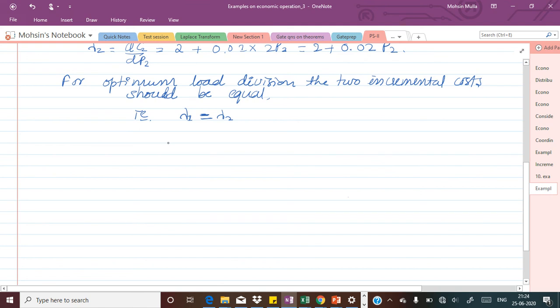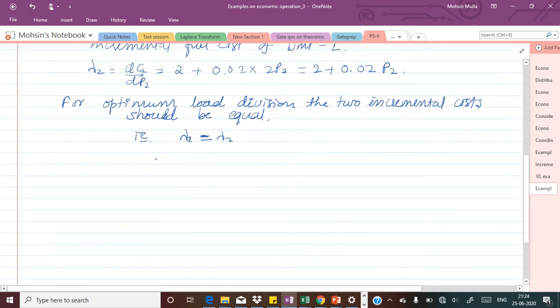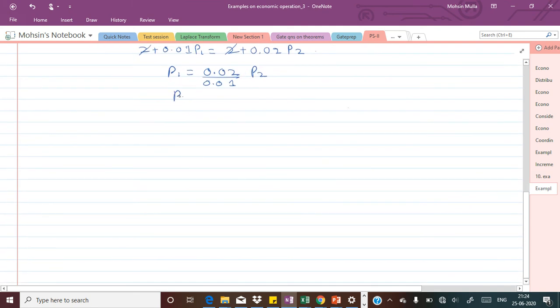Here let us substitute the lambda 1 and lambda 2 expressions. Lambda 1 is 2 plus 0.01 P1, so 2 plus 0.01 P1 equals 2 plus 0.02 P2. Here the 2 gets cancelled, so we can write P1 equals 0.02 divided by 0.01 times P2, or simplifying this we get P1 equals 2 times P2.